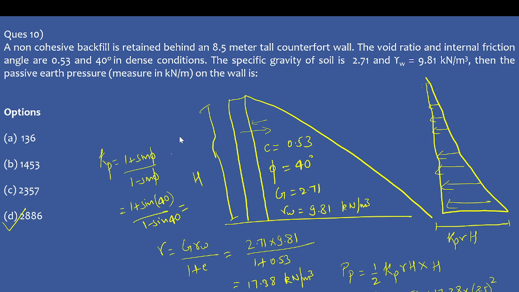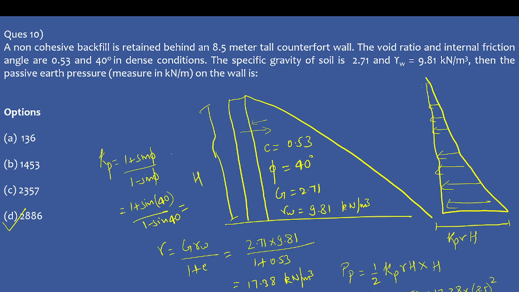The void ratio and friction angle are 0.53 and 40 degrees in dense condition, and the specific gravity of the soil is 2.71, and the gamma w is given to you. Then you need to evaluate the passive earth pressure. So again the Kp value you can calculate with the help of (1 plus sin phi) upon (1 minus sin phi), and with the help of the other given soil parameters, you can calculate the gamma. Once you calculate this, you can evaluate how much the passive earth pressure is, and what the passive earth pressure distribution basically looks like.